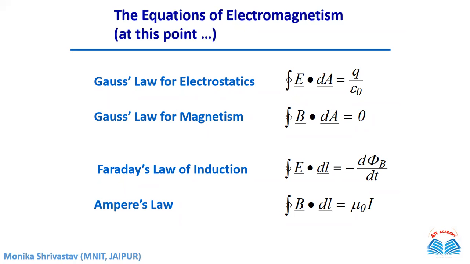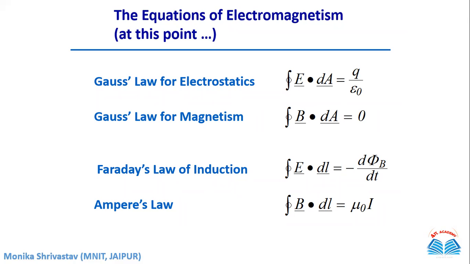The second one is Gauss's law for magnetism, that is closed integral B dot dA equals 0. The third one is Faraday's law of induction. We have studied it also. Closed integral E dot dl equals minus d phi B over dt. What is this phi B? Phi B is the flux generated due to the varying magnetic field. And the last is Ampere's law, closed integral B dot dl equals mu naught I, where I is the current.